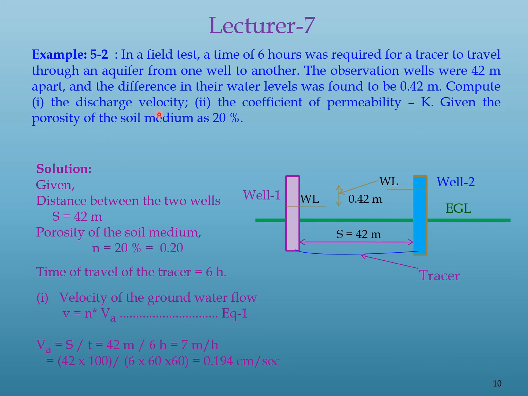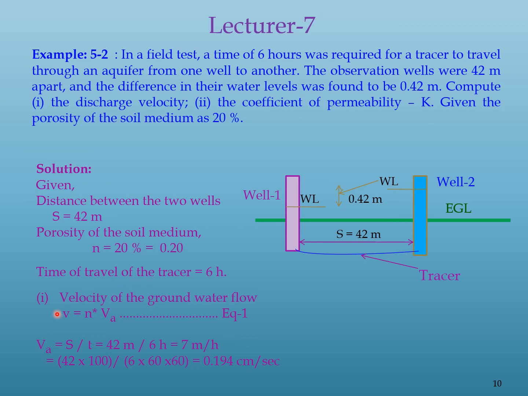Compute the discharge velocity. That means we have to calculate velocity V and the coefficient of permeability K, given the porosity of the soil medium as 20%. First we will calculate the discharge velocity. Here given in the question, the distance between two observation wells is equal to 42 meter. Porosity of the soil medium is 20%. Time of travel of the tracer t equal to 6 hours.